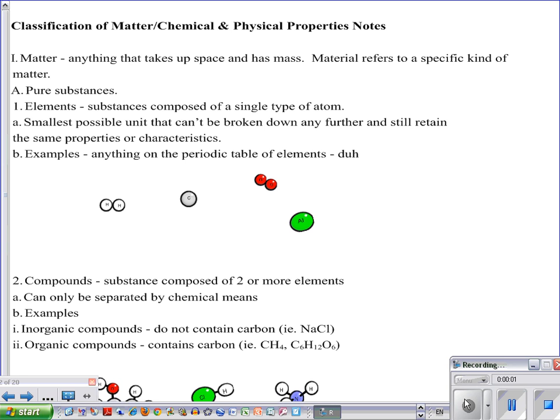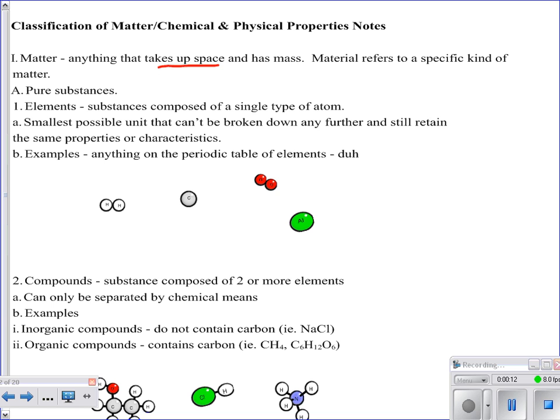Welcome to Unit 2, and what we're going to be doing now is we're going to look at classification of matter. So the first thing we want to think about here is the definition for matter. And we describe matter as anything that takes up space and has mass. So in other words, volume and mass is what that would be.